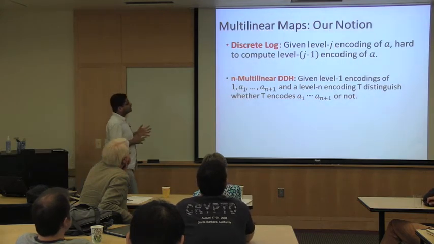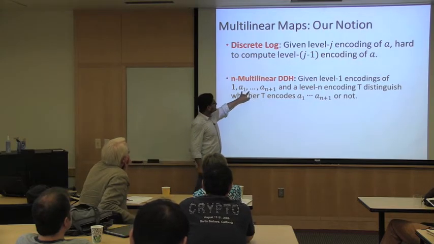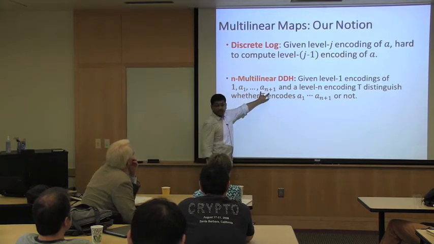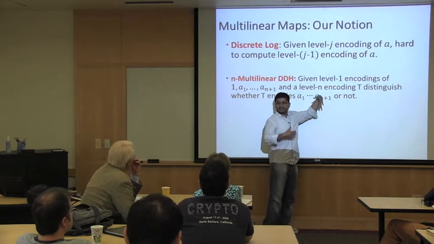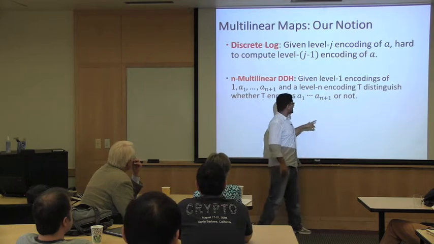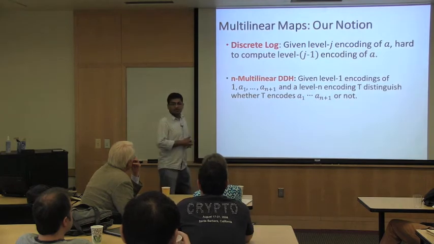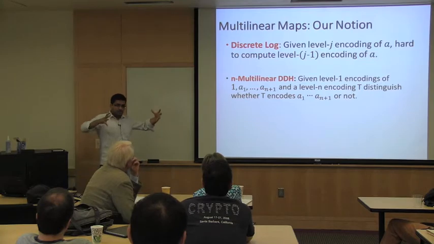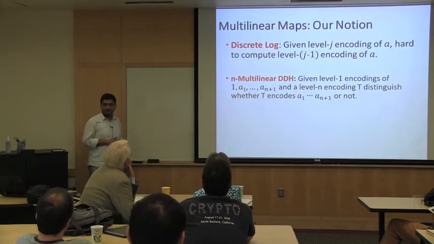So for example, it would be nice if we had the n-multilinear decisional Diffie-Hellman assumption. What that says is that if I have separate level 1 encodings of 1, A1, up to A_{n+1}, then I cannot distinguish a level n encoding. Let's say I give you a challenge level n encoding T, I cannot tell whether it's an encoding of the product A1 to A_{n+1} or just something simply random. So the level of multilinearity is n, but I'm trying to put n plus 1 terms in the exponent. You could easily put n terms there, but this extra one term should make your life hard.